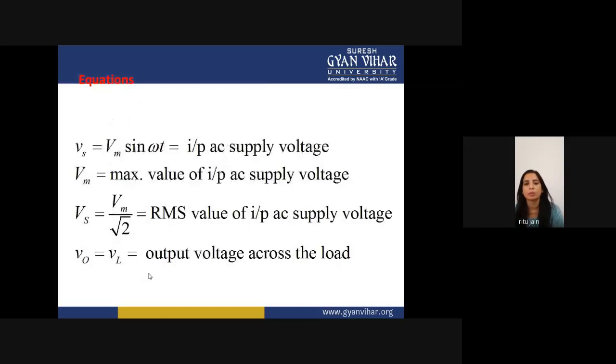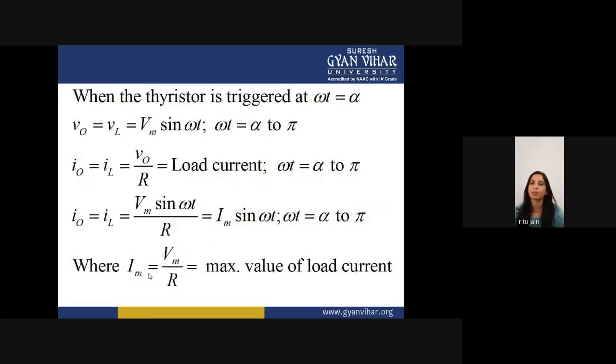Now, these are some equations by which you can easily understand the working principle of the phase control rectifier. Vs equals Vm sine omega t; this is your input AC supply voltage. Vm is the maximum value of the input AC supply voltage. Vs equals Vm upon root 2, the RMS value of the input AC voltage. V naught equals VL, the output voltage across the load. When the thyristor is triggered at omega t equals alpha, V naught equals VL equals Vm sine omega t, for omega t from alpha to pi.